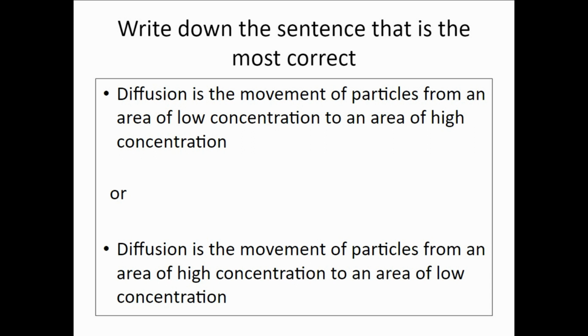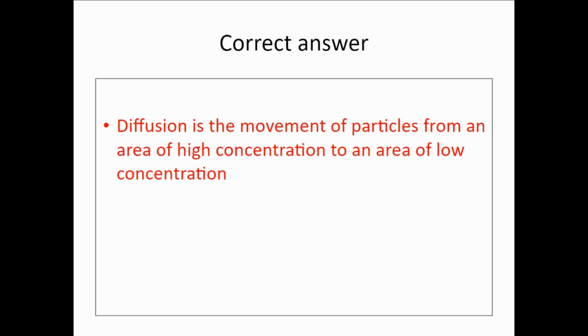Okay, so you need to write down which sentence is most correct now. Diffusion is the movement of particles from an area of low concentration to an area of high concentration, or diffusion is the movement of particles from an area of high concentration to an area of low concentration. Correct answer is diffusion is the movement of particles from an area of high concentration to an area of low concentration. Well done if you got that right.